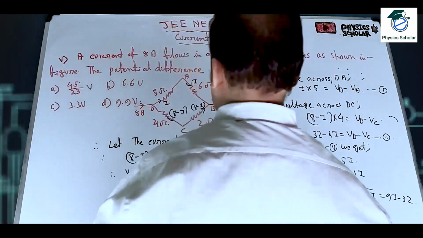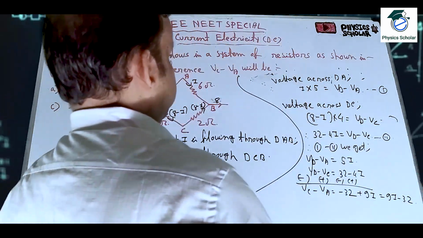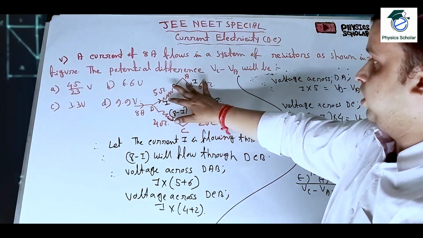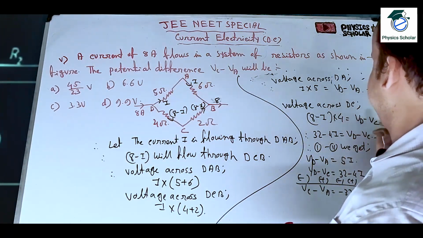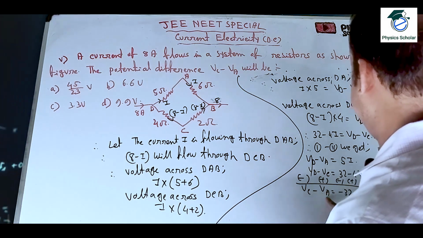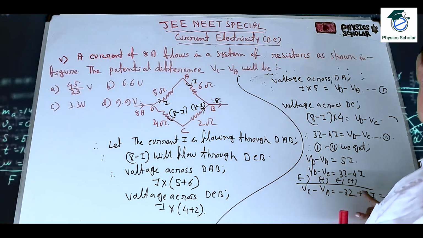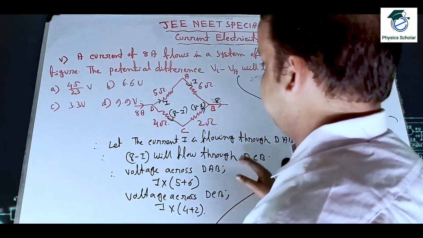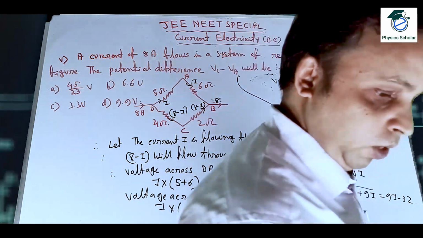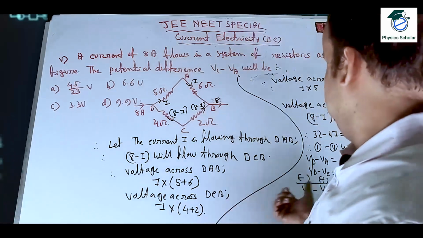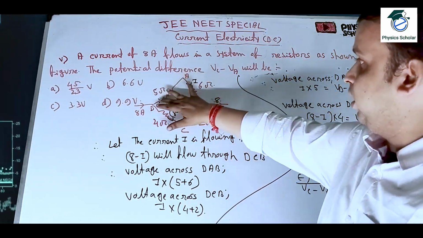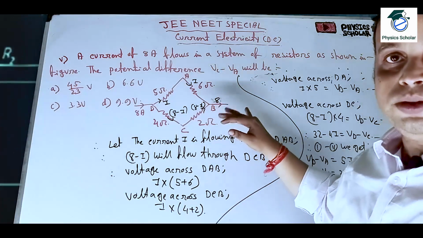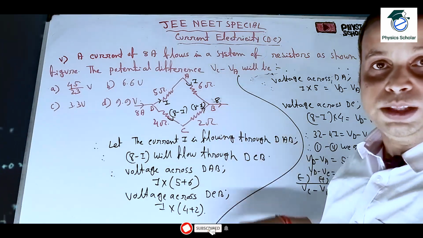Up to this it is clear. We are finding the voltage of this and this. VC minus VA is equal to minus 32 plus 4I and plus 5I, which means 9I minus 32. Now we have to find the value of I in the balance condition. In the balance condition the voltage across this arm and across the other arm will be the same.